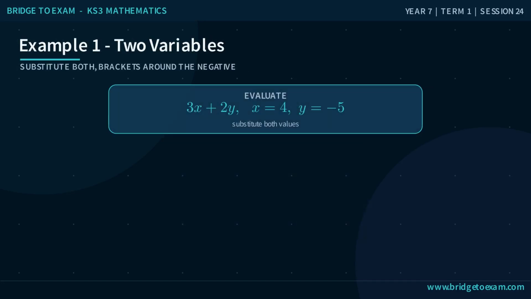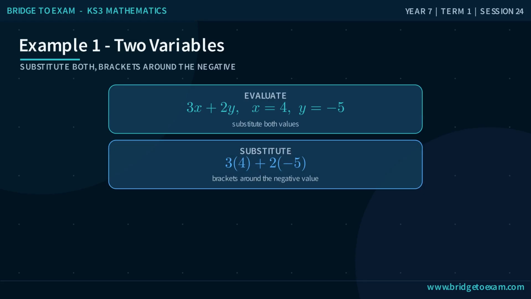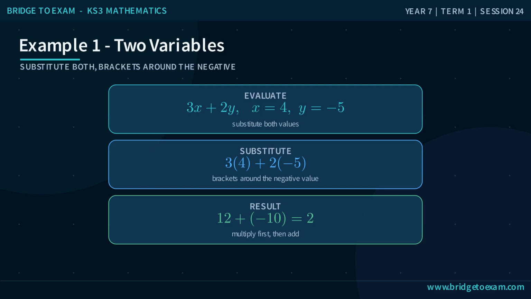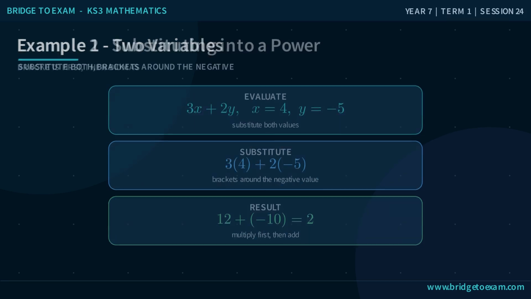Evaluate 3x plus 2y when x equals 4 and y equals -5. Substitute both values with brackets around the -5: 3 times 4 plus 2 times -5. Evaluating 12 plus -10 is 2.